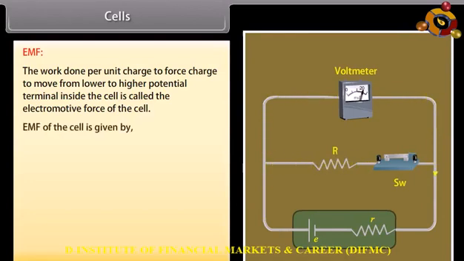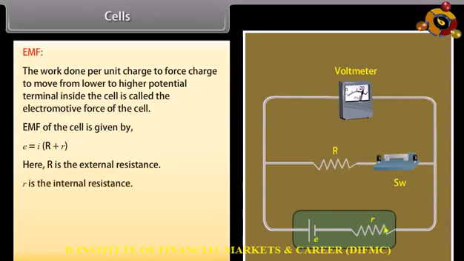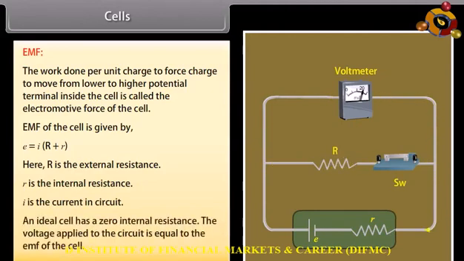EMF of the cell is given by E = I(R + r). Here capital R is the external resistance, small r is the internal resistance, small I is the current in the circuit. An ideal cell has a zero internal resistance. The voltage applied to the circuit is equal to the EMF of the cell.